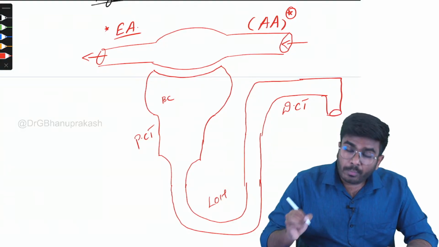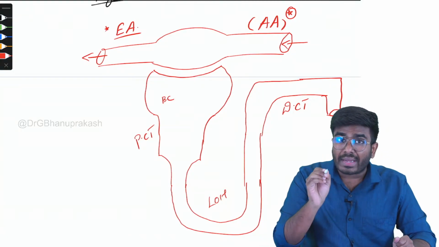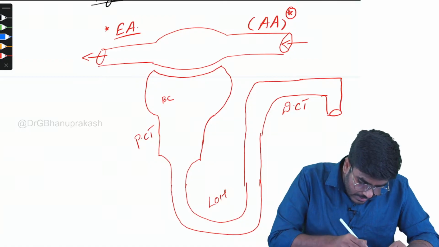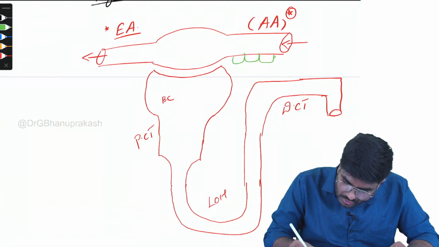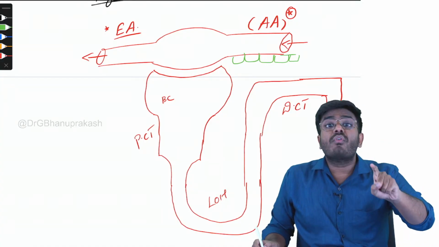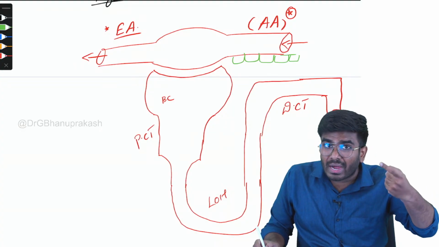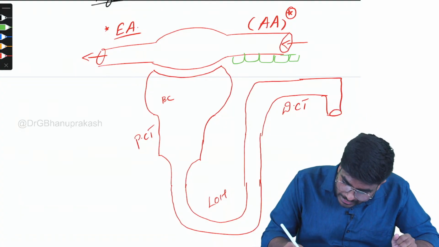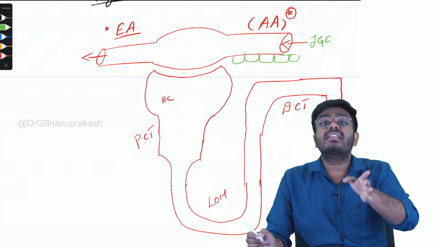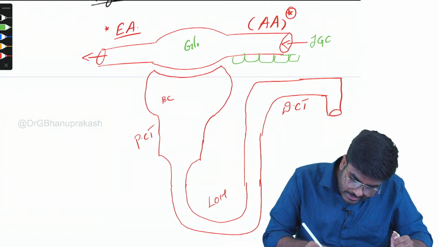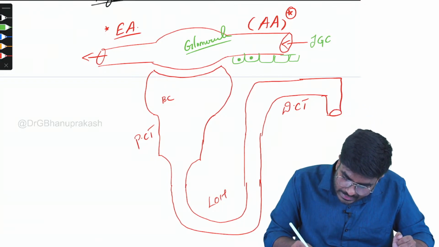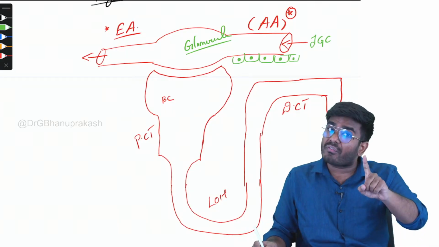Now, important points. What are the important points here in the topic of regulation of GFR is that, see, the smooth muscle cells of afferent arteriole, they are modified. Some smooth muscle cells of afferent arteriole are modified into special type of cells called as juxtaglomerular cells. Okay, so juxta means side to the glomerulus. Here is the glomerulus. So juxtaglomerular cells means these. They are nothing but modified smooth muscle cells of afferent arteriole.